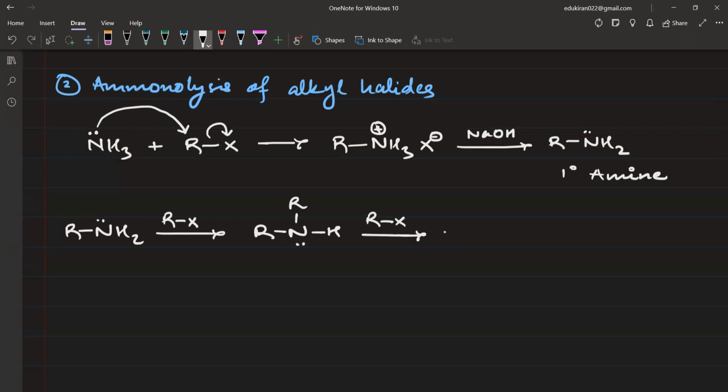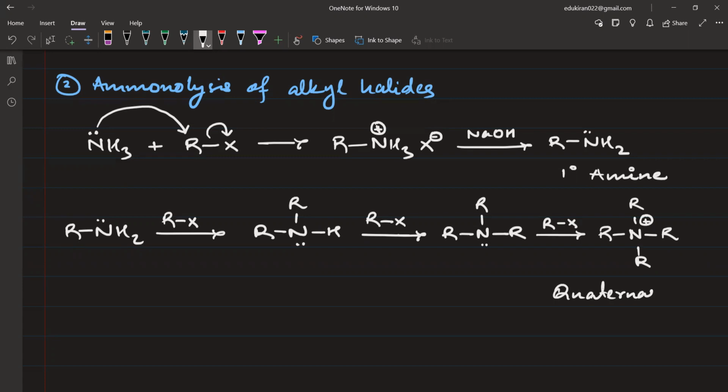You have RX, and you will get R, nitrogen, again R, and 1 more R. Okay, now it still has a lone pair of electrons, and it will still react with RX, forming a quaternary ammonium salt, in which there are 4 alkyl groups attached to nitrogen. It will get a positive charge, balanced by X negative. This is known as quaternary, because it is 4 degree, a quaternary ammonium salt. So you can go from 1 degree to 2 degree to 3 degree to the quaternary ammonium salt, and that is why this method of preparation is not preferred.